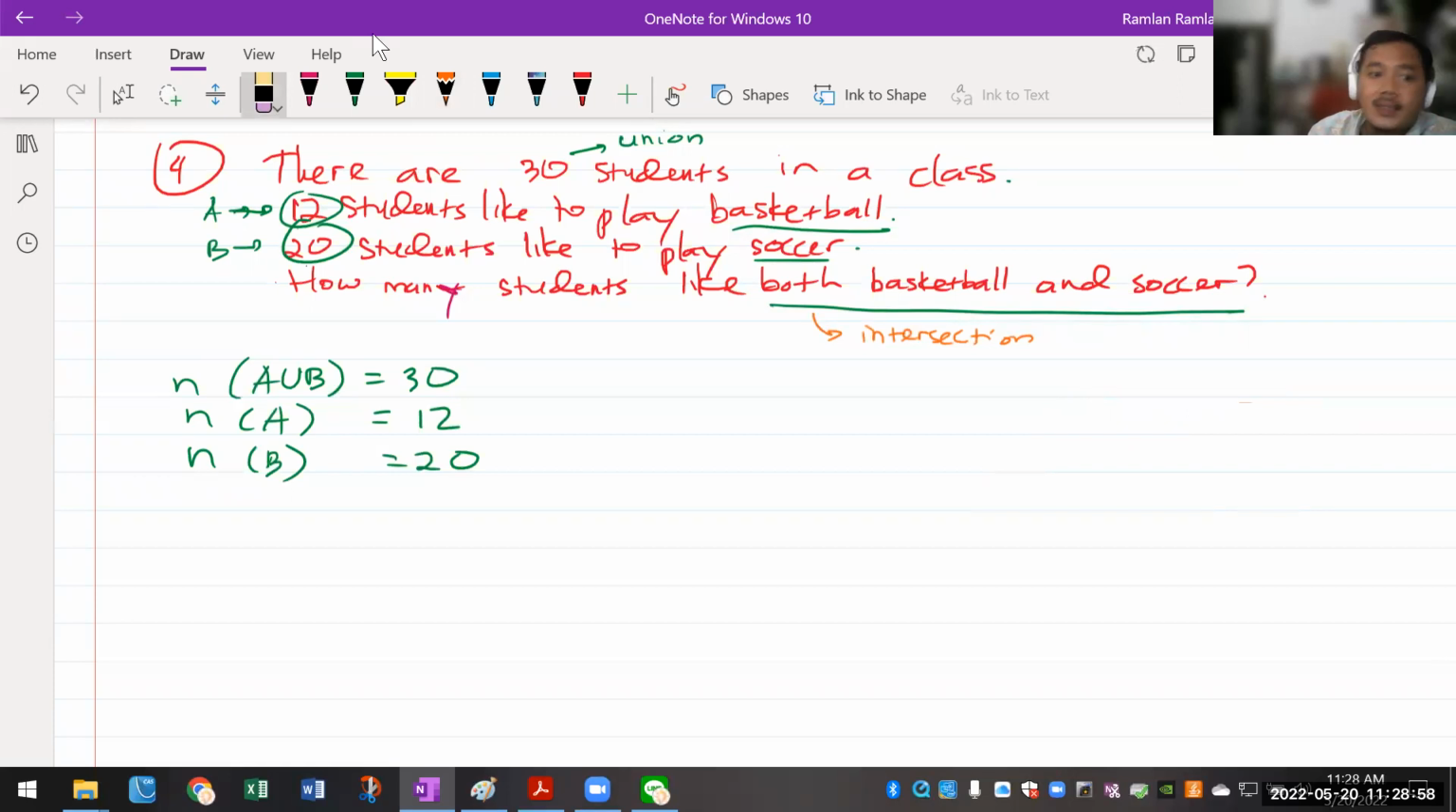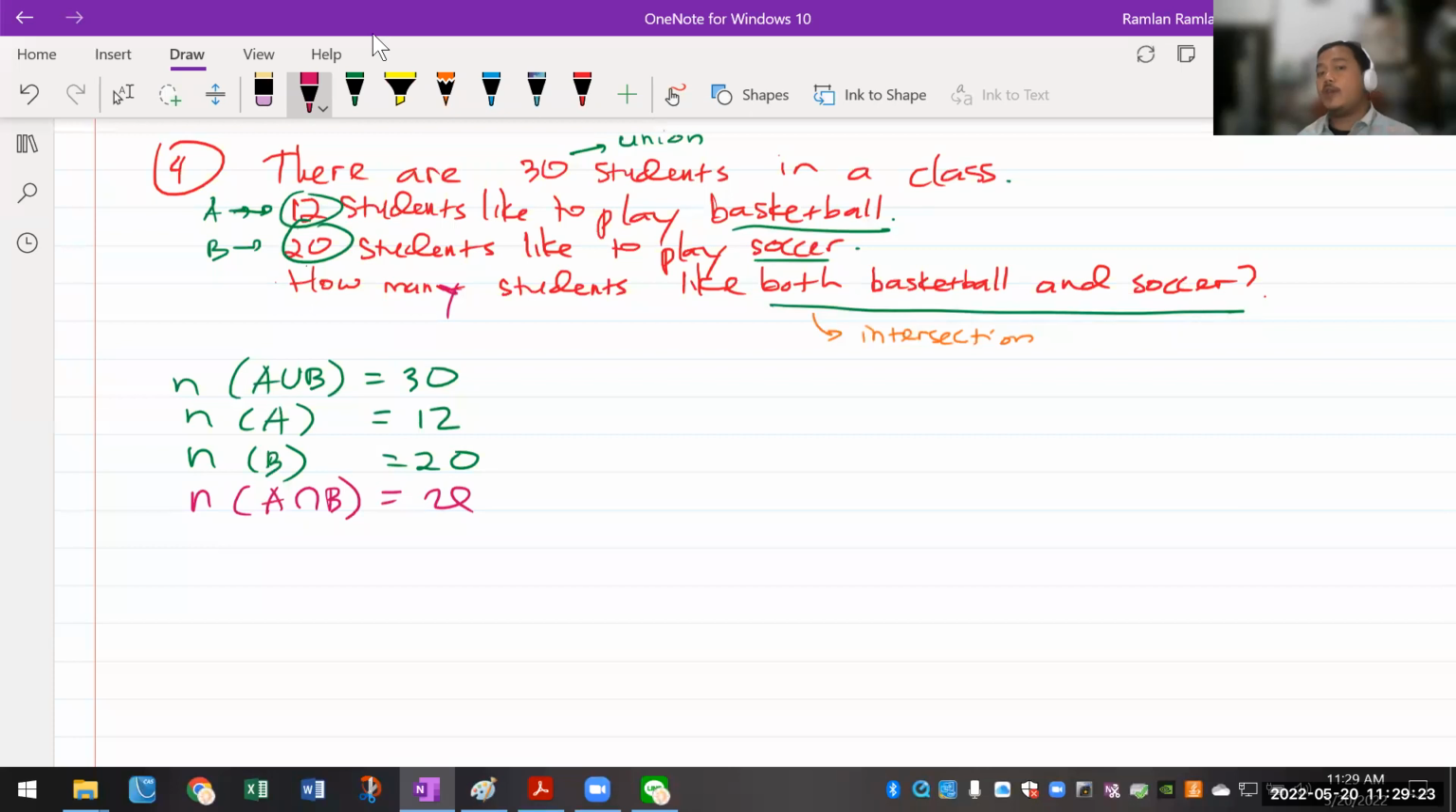Okay, so which means that the one that's being asked is the N(A ∩ B), right? So let's name that with a variable. Let's say it's X. I'm going to name that with the variable X because we want to know that variable. So instead of writing down N(A ∩ B) again and again, I'm just going to rewrite the letter X. Okay, so we have all the material here.